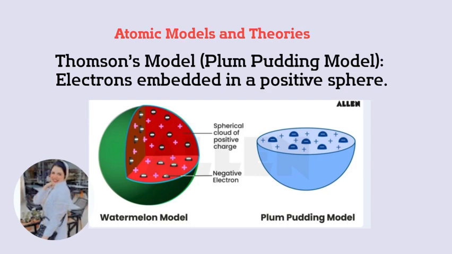Another model, the watermelon model, is just a fun way to understand what an atom looks like. The red part is the positive charge, and the black seeds are the negative electrons. This model describes the shape and components of the atom in a very simple way.